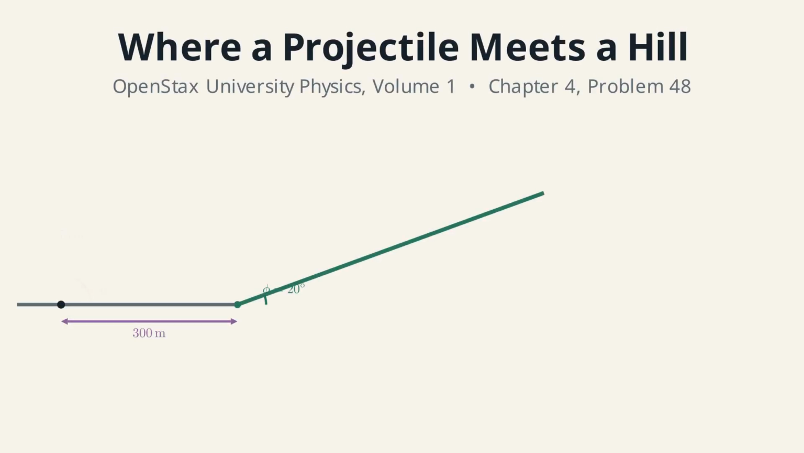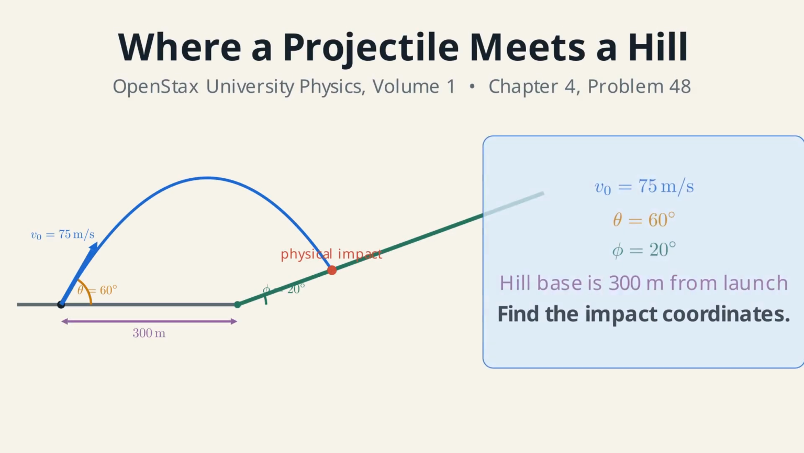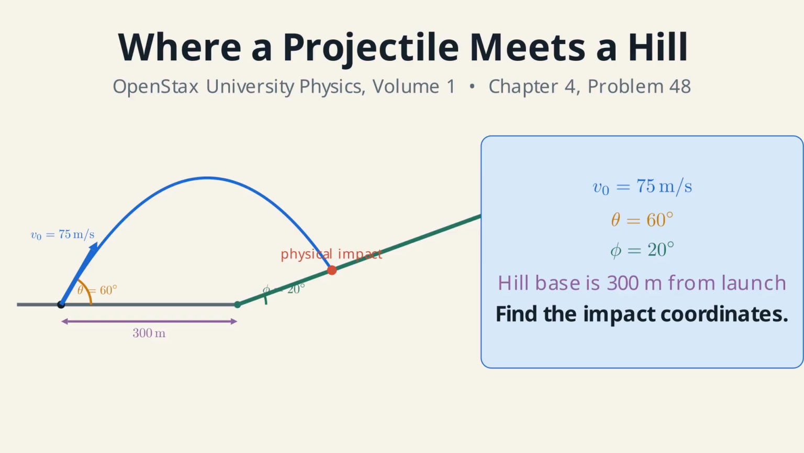Let us solve OpenStax University Physics Volume 1, Chapter 4, Problem 48. A projectile is launched at 75 meters per second and 60 degrees above horizontal. The base of a hill is 300 meters away, and the hill rises at 20 degrees. Unlike a standard projectile problem, the landing height is not a fixed number. The projectile lands wherever its trajectory intersects the hill.